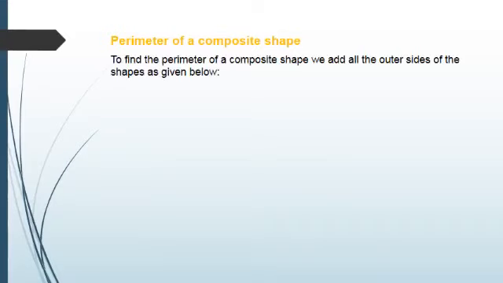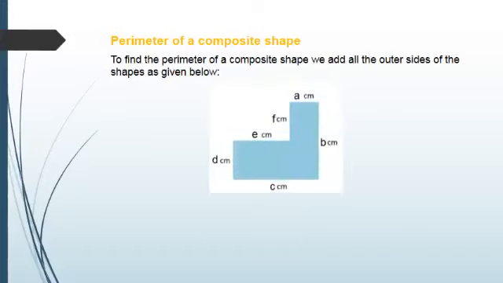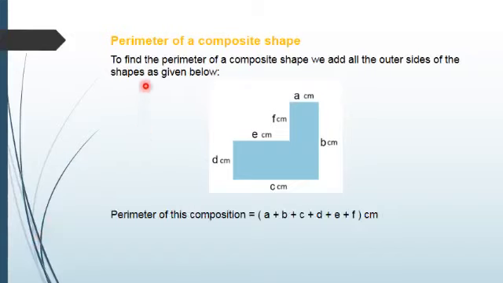Now coming to the perimeter of a composite shape. By the definition of perimeter, we know that it is the outside boundary of a shape. So, to find the perimeter of a composite shape, we add all the outer sides of this shape. For example, for this composite shape with the sides A, B, C, D, E and F centimeters, its perimeter will be equal to A plus B plus C plus D plus E plus F centimeters.